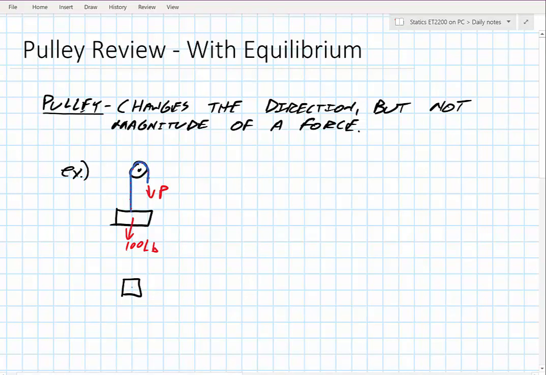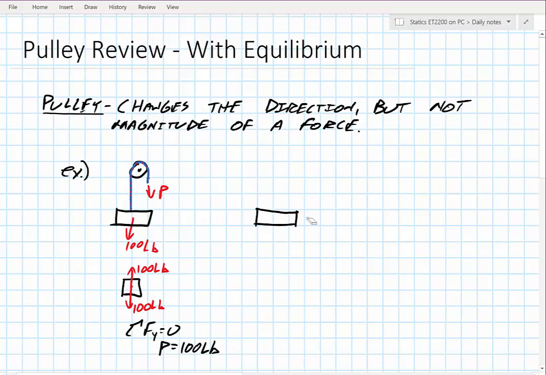So the force as it leaves the box also has to be 100 pounds, and it doesn't change as it moves around. From my equilibrium equation, sum of the forces in y equals 0, I know P is equal to 100 pounds. About the easiest way you'd see a pulley.